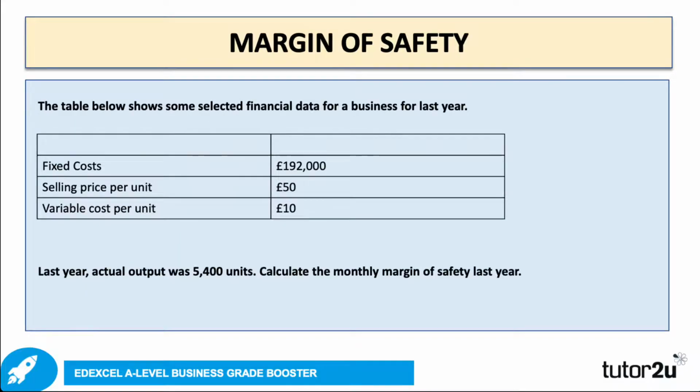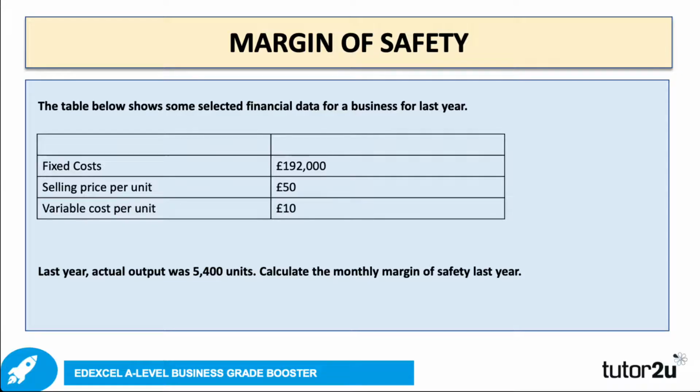There were a couple of questions about going back on the margin of safety. So the margin of safety is the difference between actual output and break-even output. Okay? So the first thing we need to do is work out break-even. Break-even is fixed costs divided by variable cost per unit. Okay?